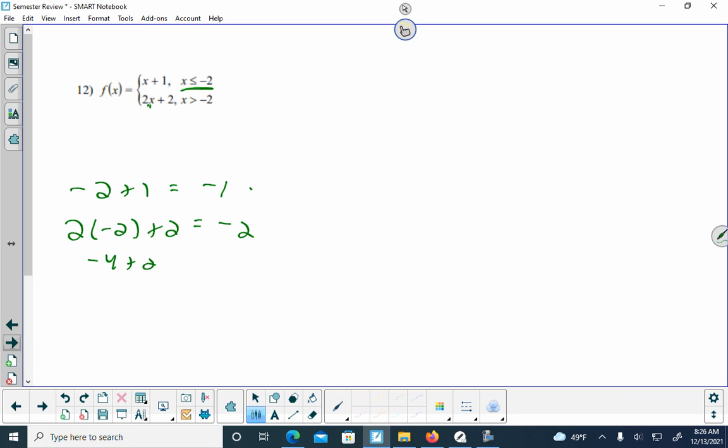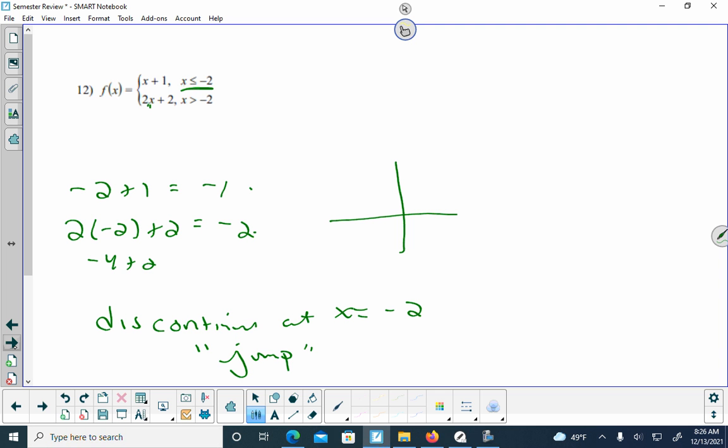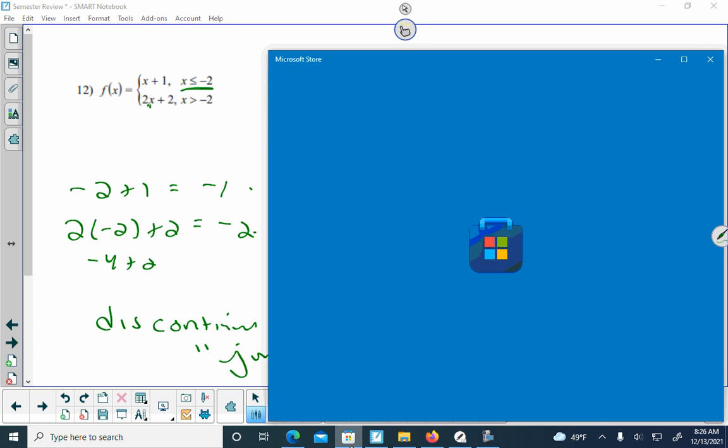Since these two do not equal each other, it's going to be discontinuous at x is equal to -2, and this is where you have that jump. So I'm going to have an equation of a line that goes something like this, and then at -2, I'm going to have this hole, and then my life will go on. And no, I'm sorry. That's when x is equal to -1.